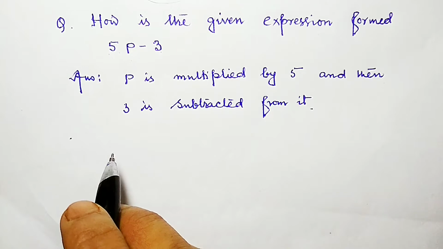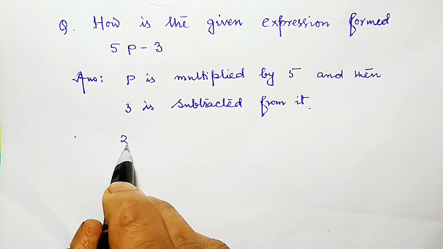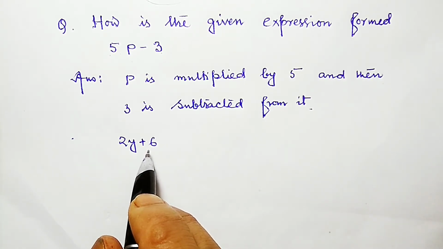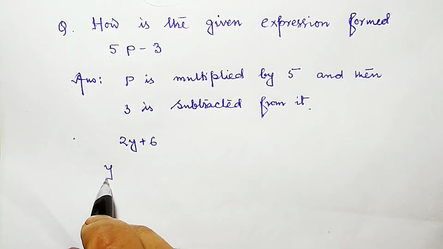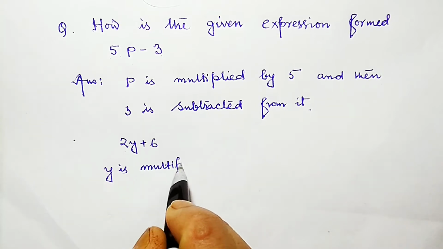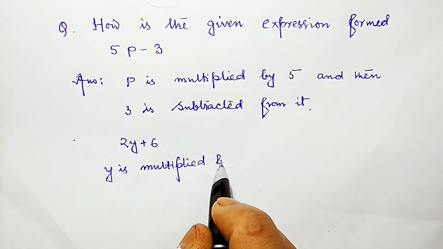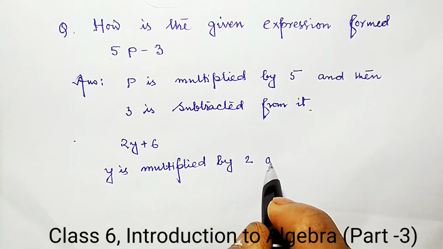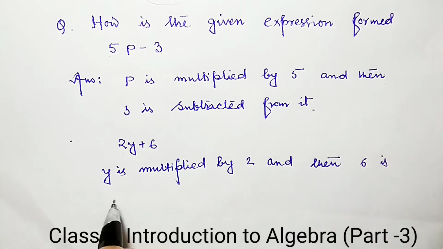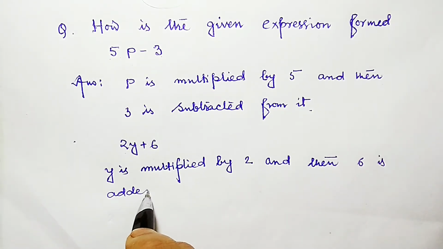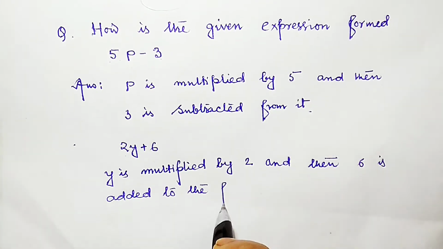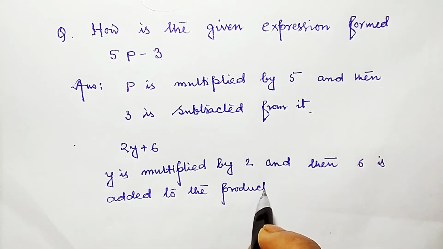Let me give you another example. Suppose the expression is twice y plus 6. How is this expression formed? Here we can write y is multiplied by which number? By 2, and then 6 is added to the product. I hope this one is clear.